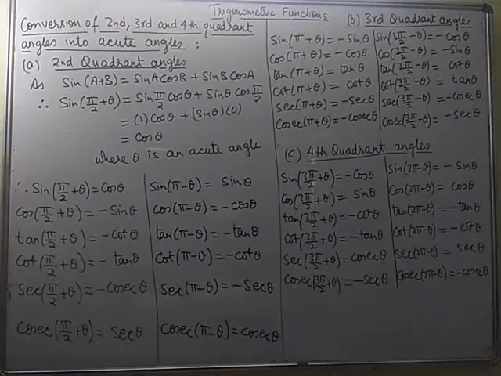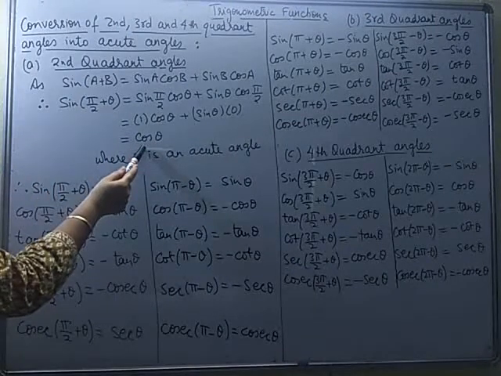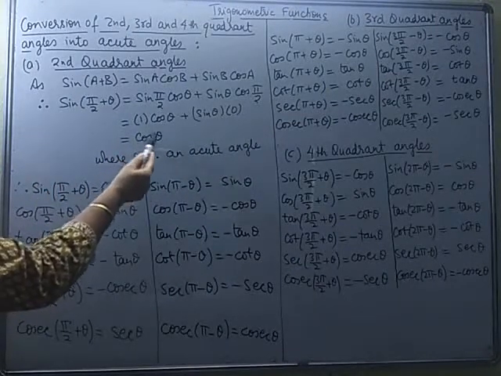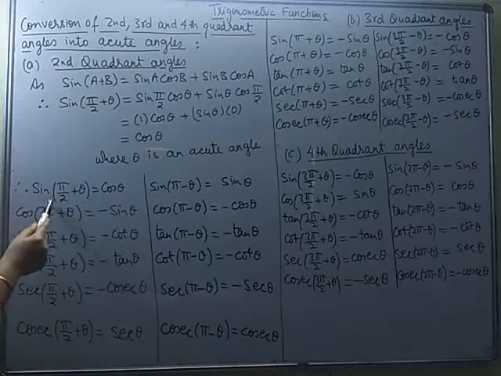Okay, so this is just an example to understand how to convert the trigonometric ratios of a second quadrant angle into a trigonometric ratio of a first quadrant angle. Okay, so this was sine of an obtuse angle, and on the right side, see, we have converted it into cosine of an acute angle. So this is what we are going to learn in the rest of the results. So for sin(pi by 2 plus theta), we have already derived cos theta.